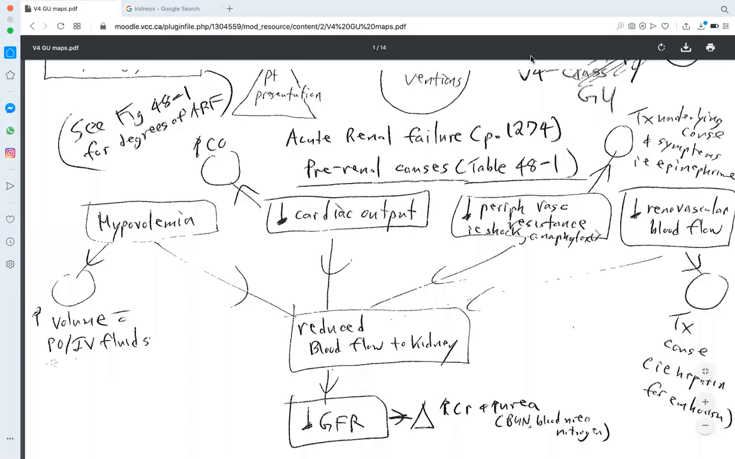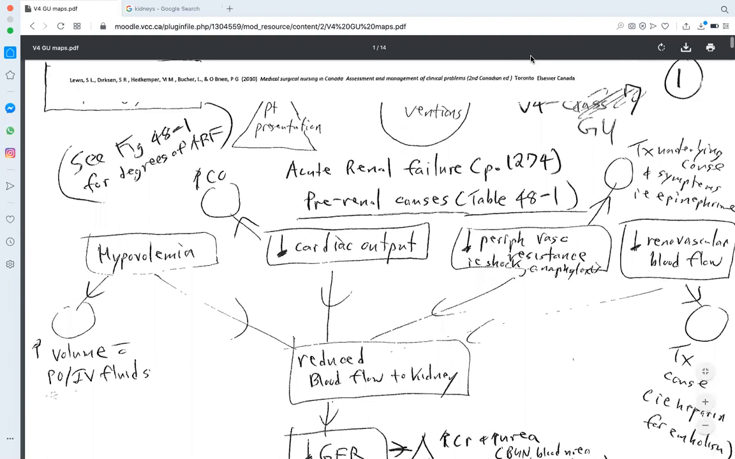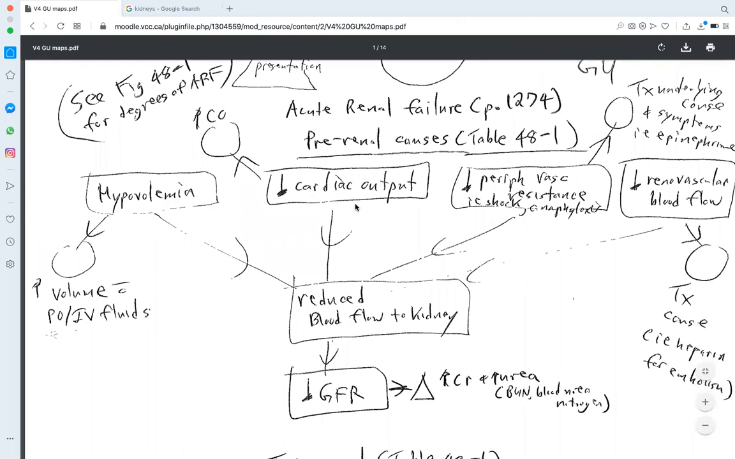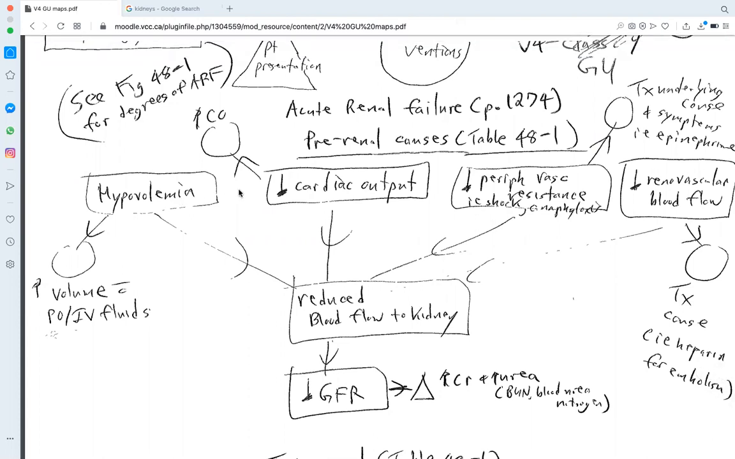So just digging into some of the details of what I just said, we can look at maps number 1, and you can see all the pre-renal causes up here in these rectangles. What do they all have in common? Decreased blood flow to the kidney. And then, of course, the symptoms and the lab work and the blood work makes sense. We've talked about the rest of this already.